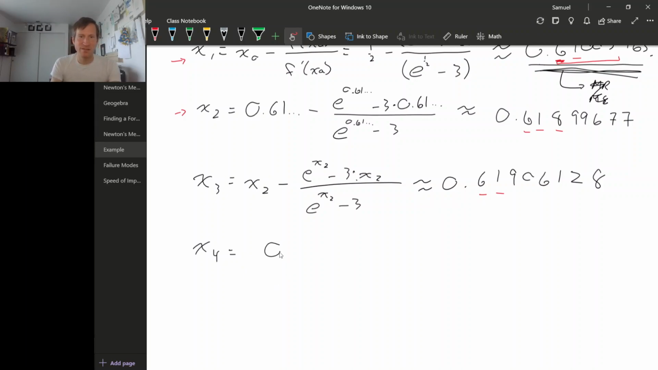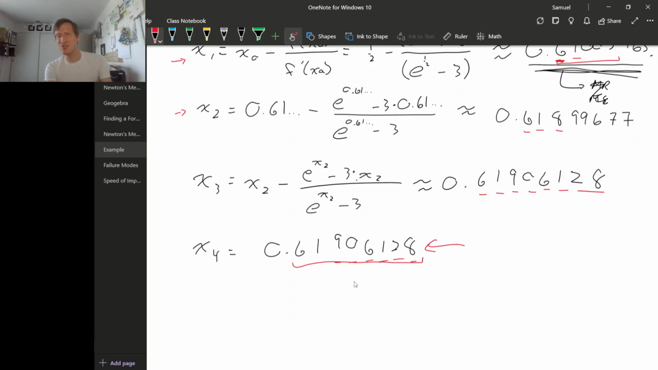This time I got 0.6190906128. So it looks like we got this 9 settled down, this 0 settled down, and actually we got this 6 and the 1 as well. And actually 2, 8, all of those are the same. So at this point, we have enough decimal values that have settled down that we can stop. We have at least 5 decimal places correct.